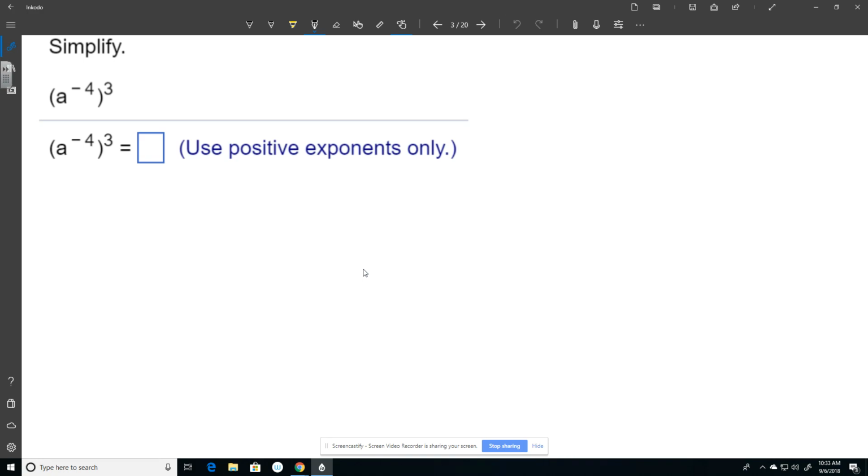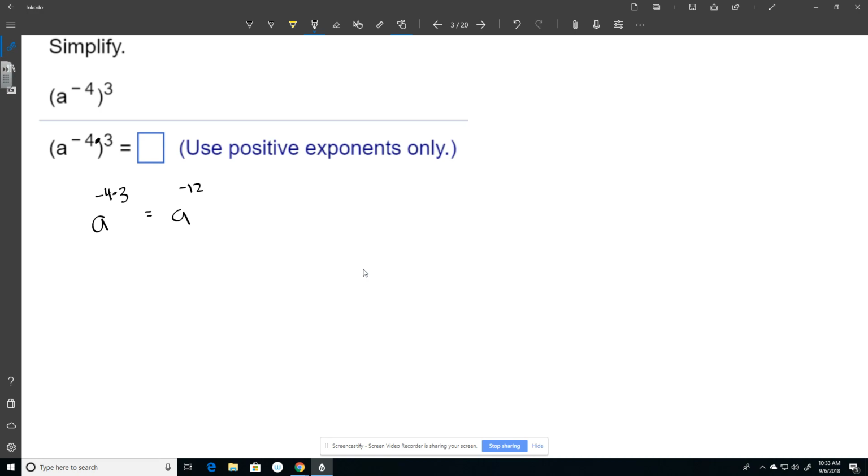Number 3 wants us to simplify. Again, it tells us to use positive exponents only. So our final answer can't have a negative in it. So step 1, a to the -4th raised to the 3rd power. Remember the rule that if I have an exponent that's being raised to another exponent, I need to multiply those two numbers together. So this becomes a raised to the -4 times 3, which is a to the -12th power.